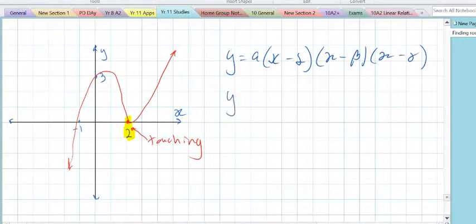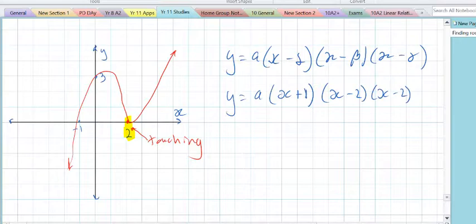So we have y equals a bracket x plus 1. That gets us our first root. And then x take 2, x take 2. It happens twice, and that assures we still get the cubic. Now this simplifies to y equals a bracket x plus 1 bracket x take 2 all squared.